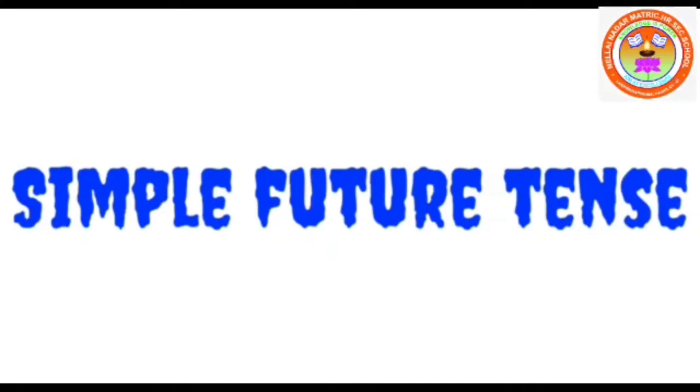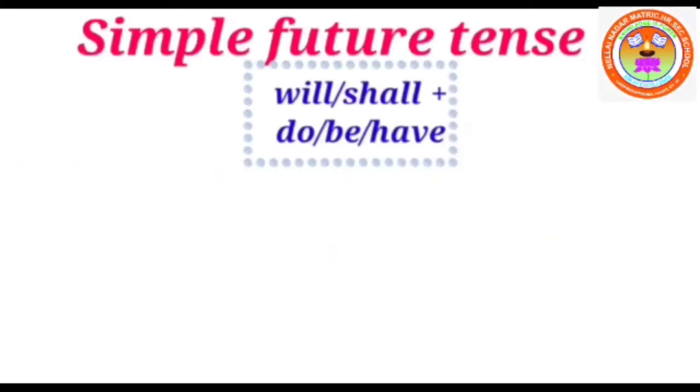Then simple future tense. For future, obviously we have to use will or shall. The usage of simple future tense is to indicate an action, condition, or circumstance that hasn't taken place yet. This is the usage, but the verb structure is will or shall and do form, or else we can use be, or else we can use have.